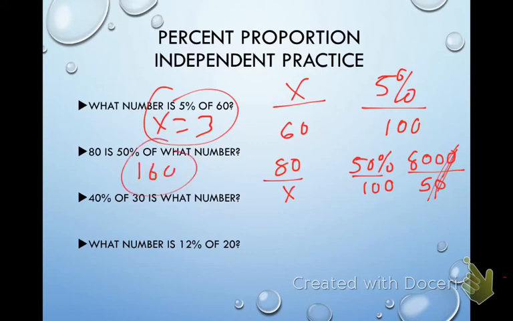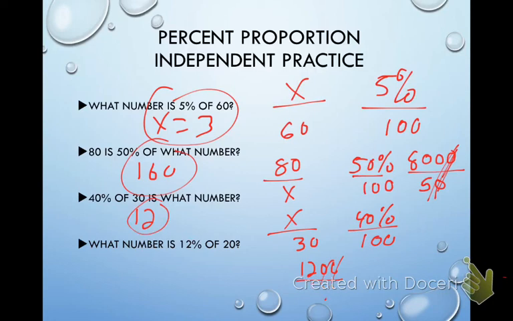Next one, 40% of 30. So here we go. 40% over 100 of 30. Okay, it's going to be x. 4 times 3 is 12 plus 2 zeros. 1200 divided by 100. I'm going to cross off those ones. Should have gotten 12. The answer was 12.